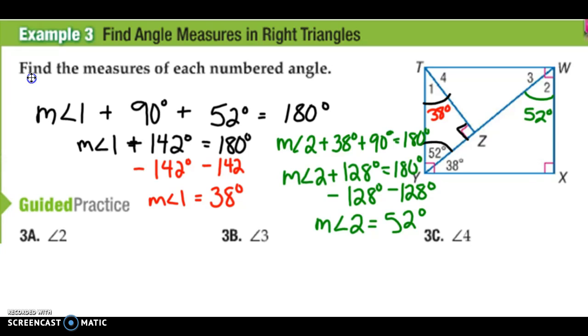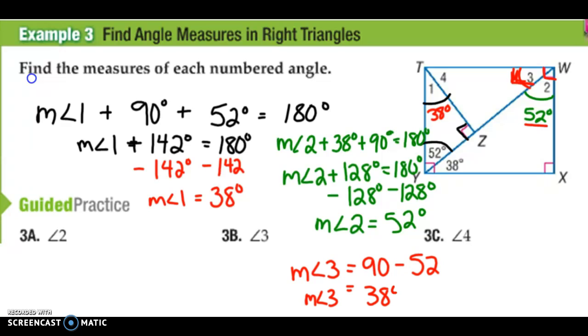Now, we'll go to measure of angle 3. Okay, measure of angle 3 right here. Well, how can I figure that out? Well, we see that we have a 90 degree angle right there. So both of them, angle 2 and angle 3, add up to 90. We also see that this is 52 degrees, and so this angle right here, okay, has to be 90 minus 52 degrees, which we've done a couple times, is 38. So the measure of angle 3 is 38 degrees.